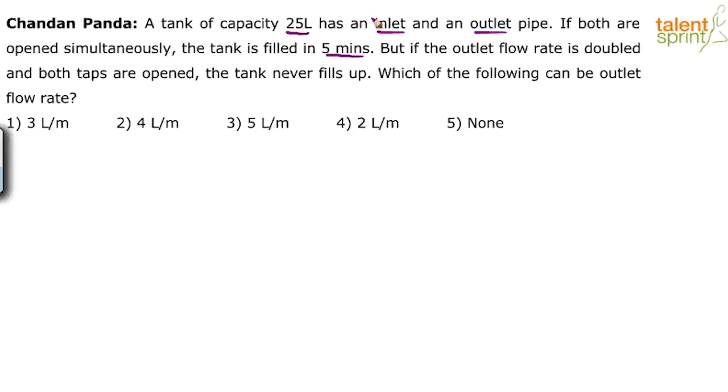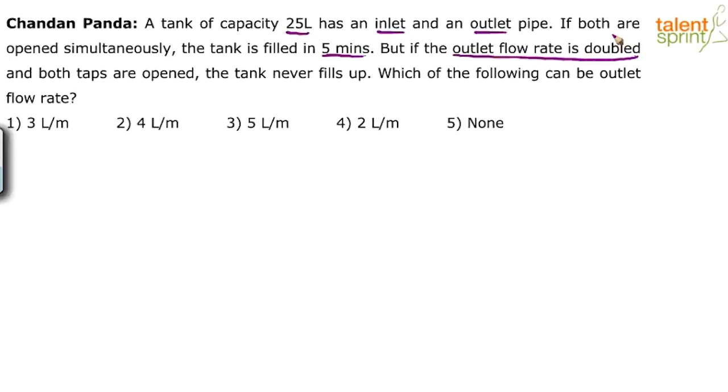Only then will the tank get filled in 5 minutes. If the amount of water going inside the tank is less than the amount of water going outside, then it will never get filled up. But here, since it is getting filled up in 5 minutes, obviously the rate at which you are filling is higher than the rate at which you are emptying it. But then he says, if the outlet flow rate is doubled, meaning what? You remove double the quantity of water when compared to the original case, right?